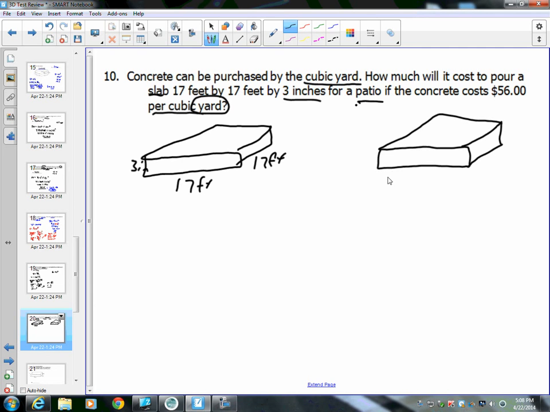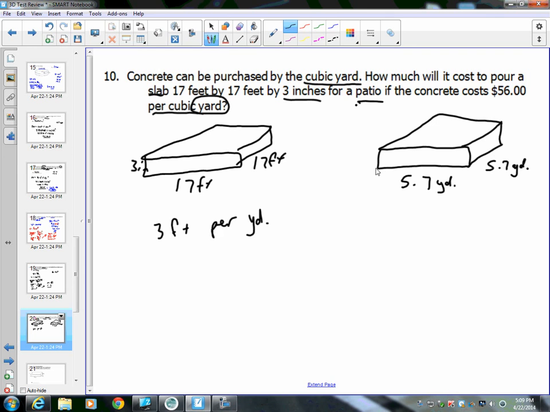Okay, I'm not changing the numbers, I'm just changing the units. So 17 feet in yards. Well, how many feet are in a yard? We have 3 feet per 1 yard. So all you have to do is say 17 divided by 3, and we get 5.7. I'm going to go ahead and round yards here. This would also be 5.7 yards because it's also 17.